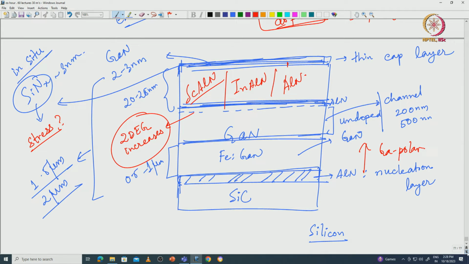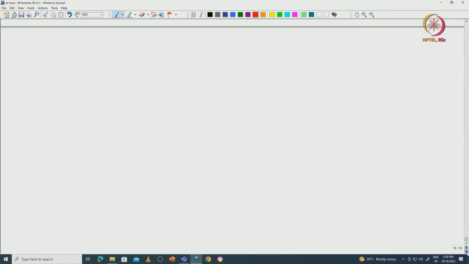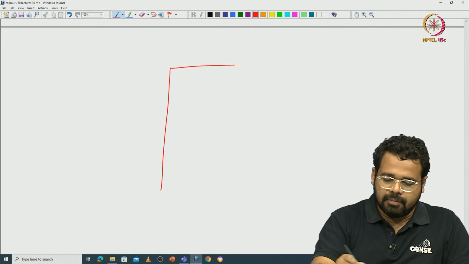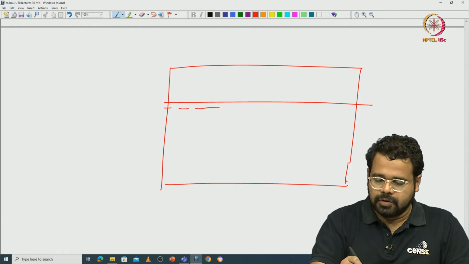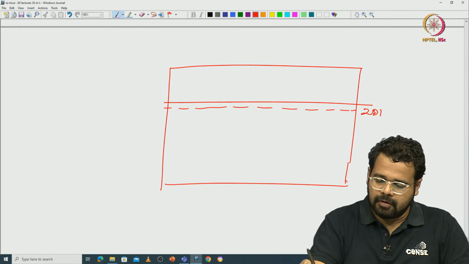So, now if we come to more practical aspects of this transistor, this was just a stack, but if you are looking at an actual transistor, this is the 2DEG, okay. This is an AlGaN/GaN HEMT.